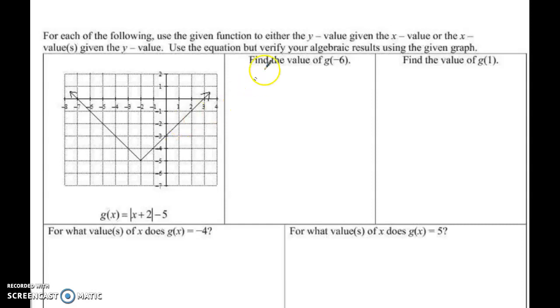So to finish the 1.3, I'm going to call it B, is this one last slide or one last piece of paper for you. And this time, instead of being given the equation, which I know the equation's right here, I'm going to show you that you can just find these values. Finding g of 6 is basically saying x is negative 6, well, what's y?